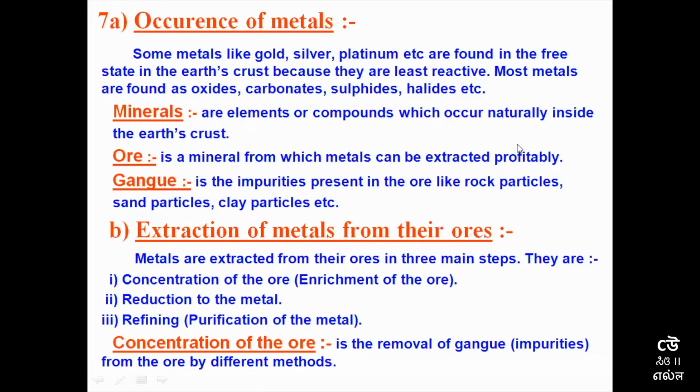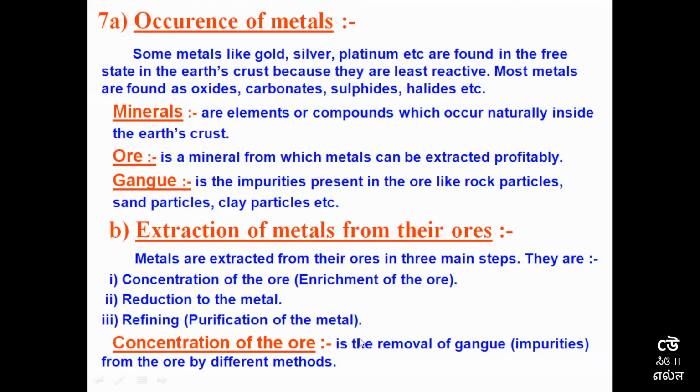Next topic is about occurrence of metals. See, we have seen what the physical properties of metals are, and what their chemical properties are, in terms of what kind of product is formed when they combine with oxygen or water or acid or metal solution. This video is going to be about where we can get these metals.